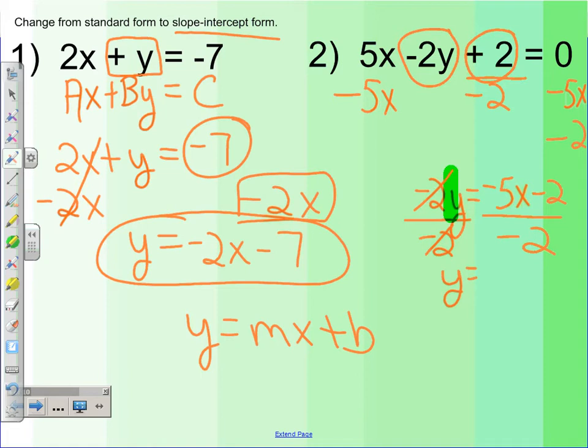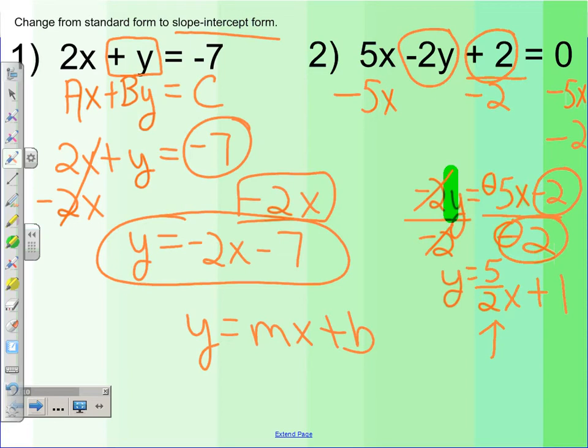And then on the right, we have to remember that we're dividing both terms by -2. So a negative divided by a negative is going to give me a positive. So I'm just going to say 5/2 x. And then I've got a -2 divided by a -2. That's going to give me a +1. As far as the m term being an improper fraction, that is perfectly okay. In fact, I would prefer that you leave it as 5/2 x plus 1.